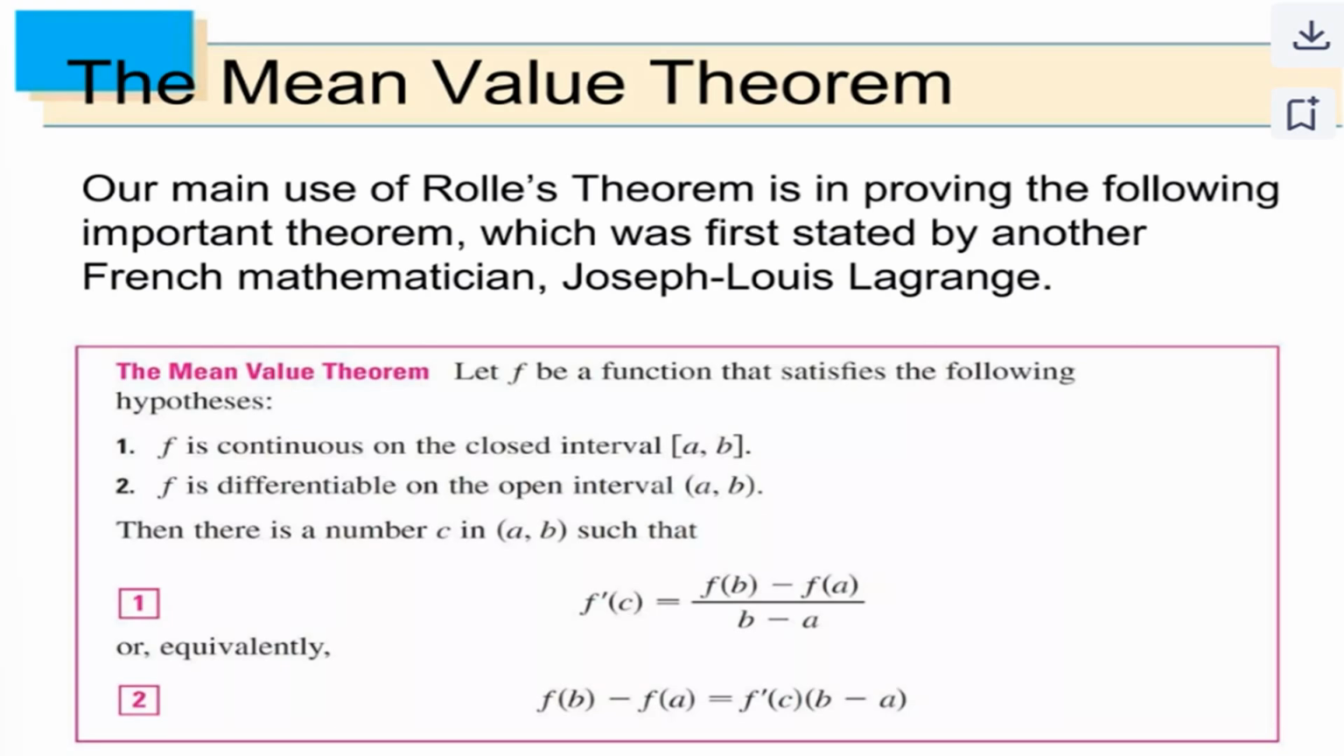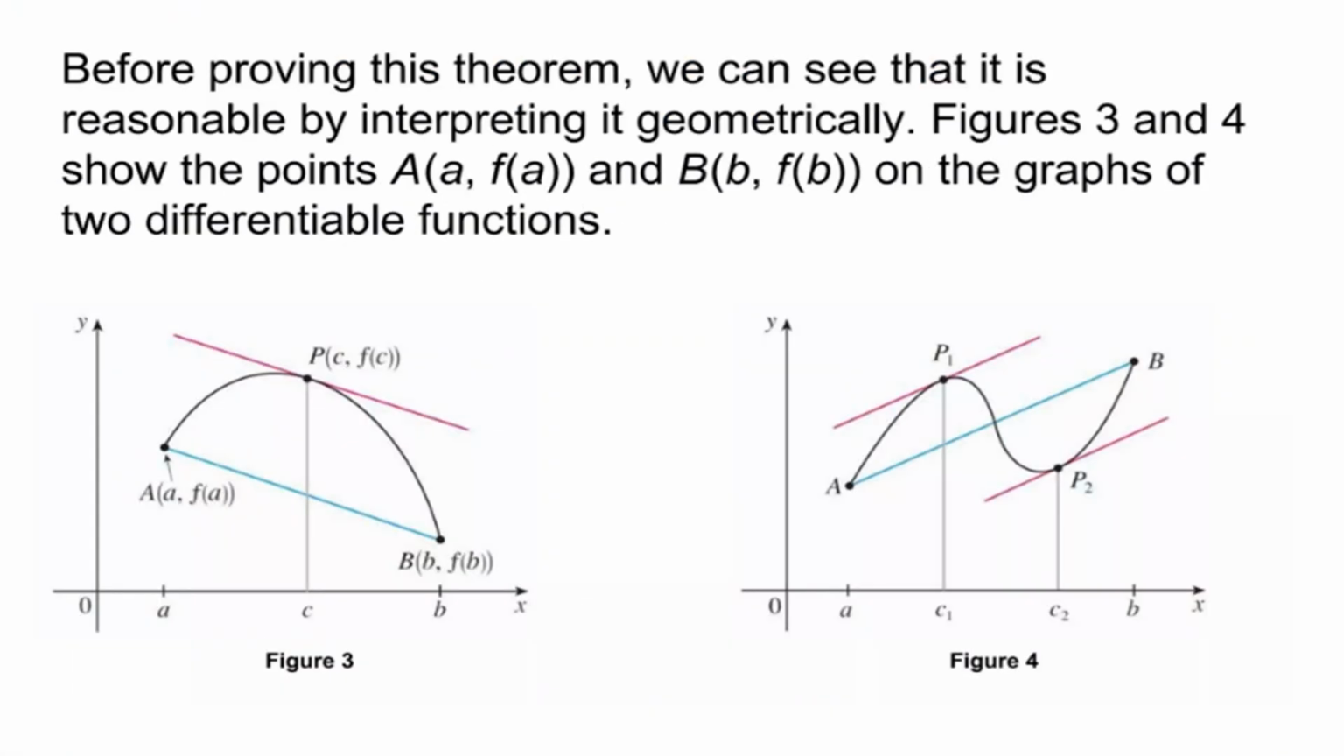Then there is a number c belonging to a comma b such that f dash of c is equal to f of b minus f of a divided by b minus a, or equivalently, f of b minus f of a is equal to f dash of c into b minus a. Before proving this theorem, we will discuss it geometrically also.